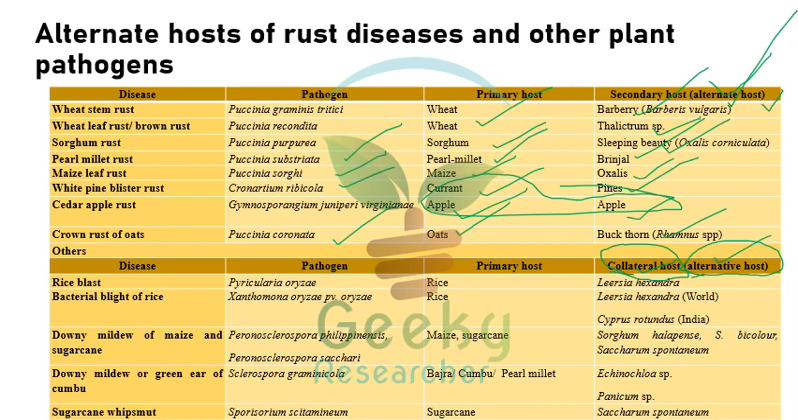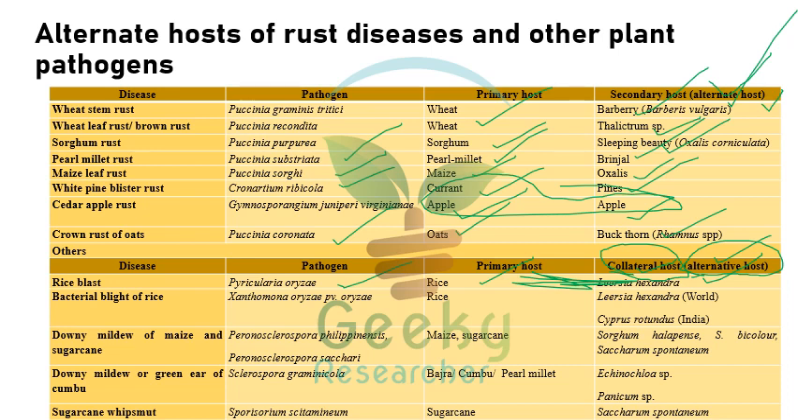Now we are discussing collateral host or alternative host. Alternative host means the main host and secondary host belong to the same family. Here rice and Leersia hexandra are grass species, both belonging to the same family, Gramineae or Poaceae. Rice blast, Pyricularia oryzae or Magnaporthe grisea: primary host is rice, whereas Leersia hexandra is the alternate host, and both belong to the same family, Poaceae or Gramineae.